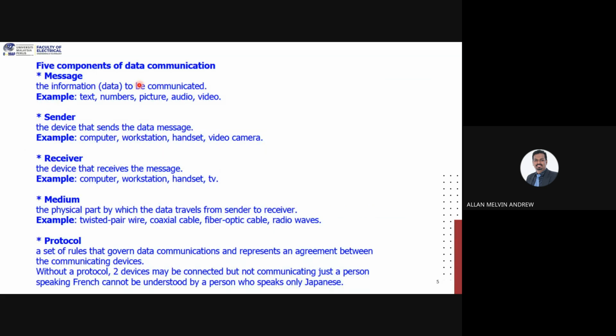If we look at the components, what is the message? The message is information, and in our context we call it data, to be communicated. You want to send a message, hello, to the receiver. Hello is information that we consider as data that we want to communicate. It can be text, it can be a number, it can be a picture, it can be audio, it can be video. So nowadays the internet is very fast.